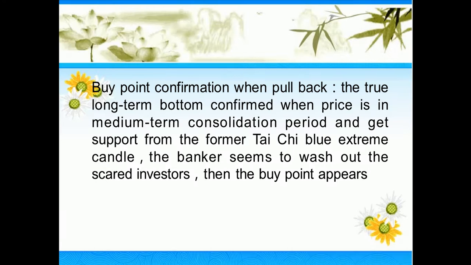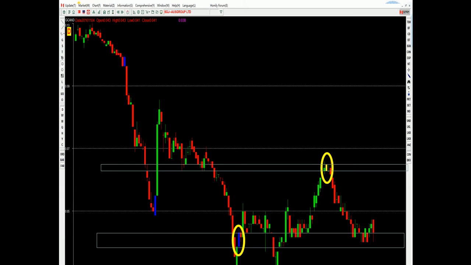Okay, so let's see the next one. Buy point confirmation when pullback. The true long-term bottom is confirmed when the price is in a medium-term consolidation period and gets support from the former extreme blue candle. The banker seems to wash out the scared investors, then the buy point appears. Okay, so what you can see.